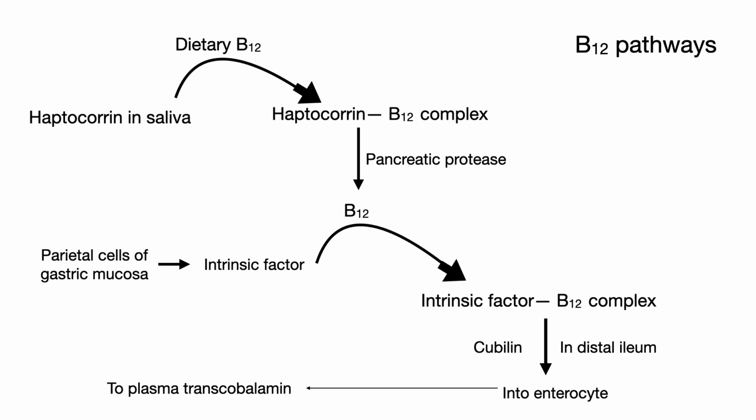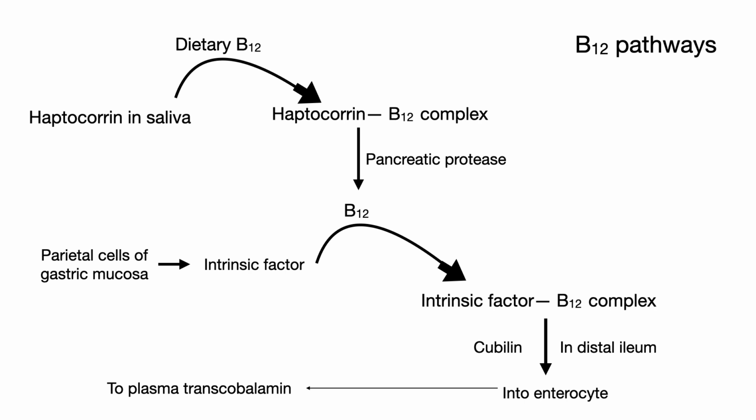So we're going to talk about folate and B12 deficiency. So we'll talk a little bit about their general importance. Dietary B12 is bound to haptocorrin in the saliva, and then that complex comes in, a pancreatic protease cleaves it, releases the B12, and that binds to intrinsic factor, which comes from the parietal cells in the gastric mucosa.